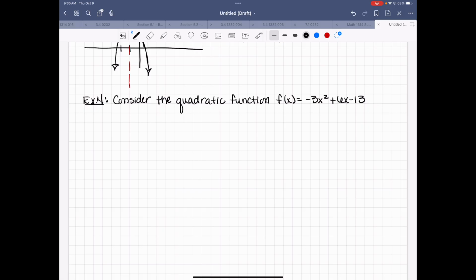Consider the quadratic function f of x equals negative 3x squared plus 6x minus 13. Part A says determine if the function has a maximum or minimum.